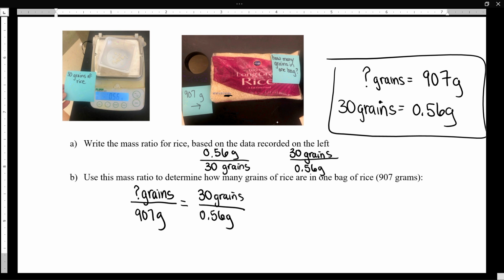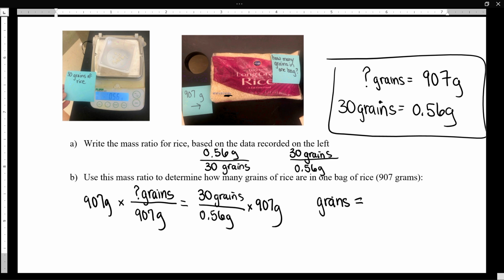I'll try and show you what it is you want to do. So you want to have it set up so that it's grains by itself on the left. So I want to get rid of the 907. If I'm dividing by 907, I'm going to do the opposite. So I'm going to multiply both sides by 907 grams. So I end up with this relationship.